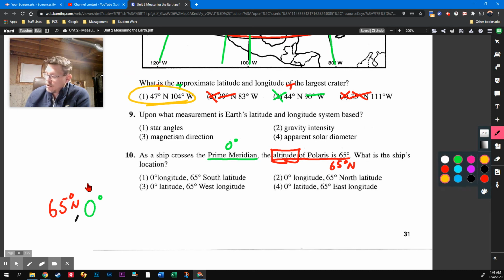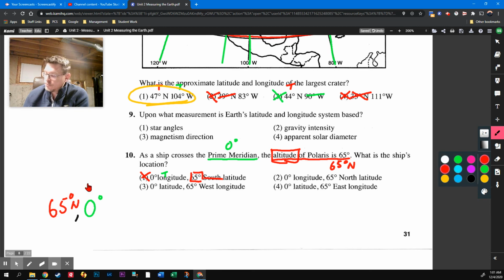Option number 1, longitude is 0 degrees. That's a true statement. Latitude is 65 degrees south. The 65 degrees looks good. It cannot be in the south because you can't see the North Star in the south. So that knocks out option number 1.